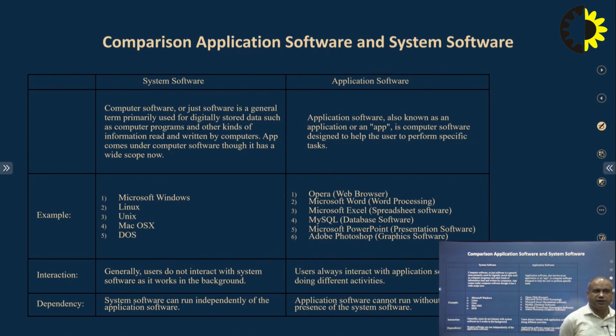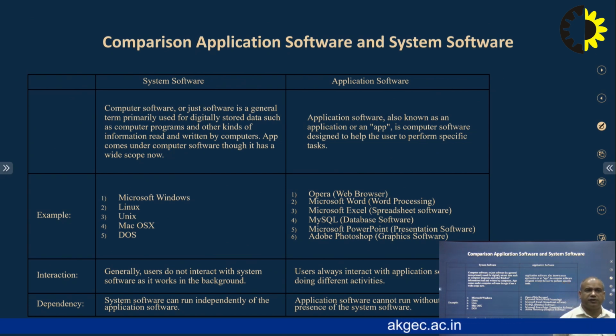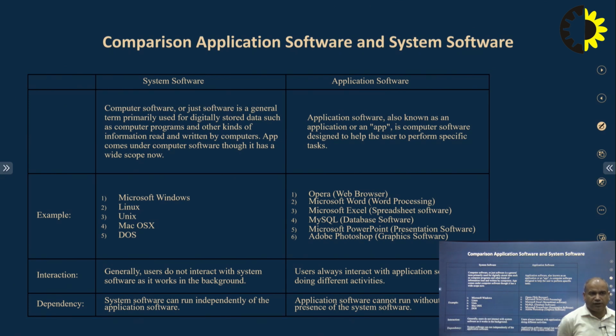So apps come under control software, which has a wide scope now. If I talk about application software, it is known as an application or app in computer software, designed to help the user perform specific tasks. Examples of system software are Microsoft Windows, Linux, Unix, Mac OS, while in application software, that is our web browser, Opera, Microsoft Word, Excel, MySQL, PowerPoint, Adobe Photoshop, all are examples of application software.